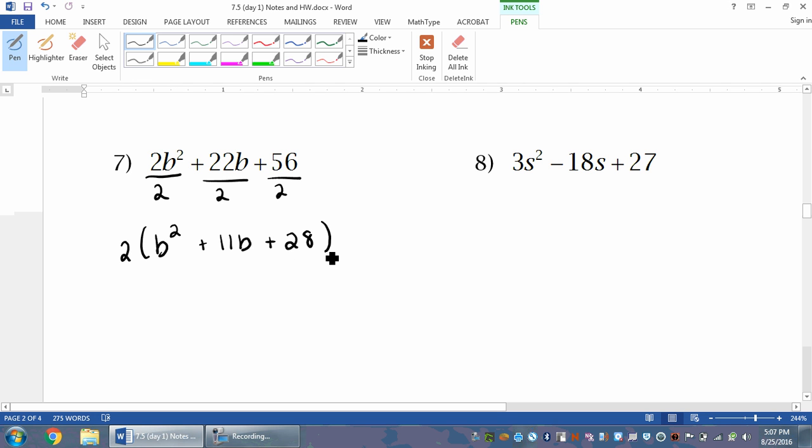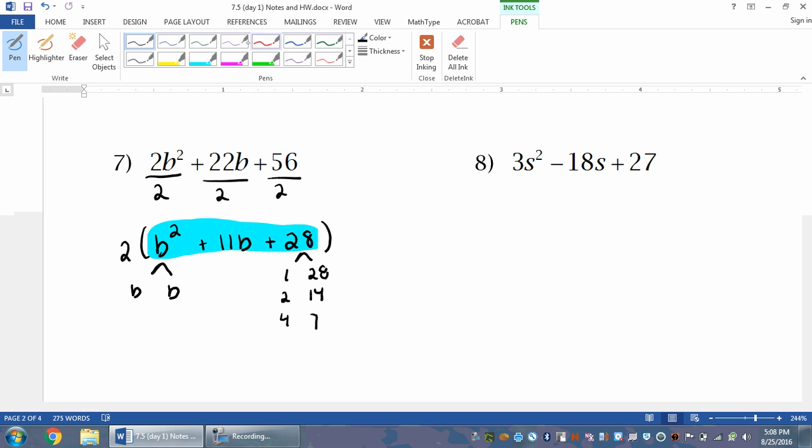Now, normally, from what we've learned in the last lesson, we cannot go further, but we should check the leftovers, meaning everything in here. You always need to check. So b squared is b times b. Everything that multiplies to 28: 1 and 28, 2 and 14, 4 and 7. I'm going to stop right there because 4 plus 7 equals 11. So those are the factors.